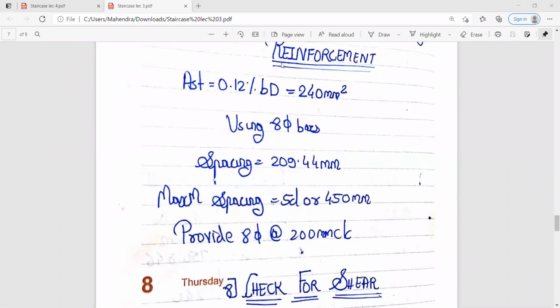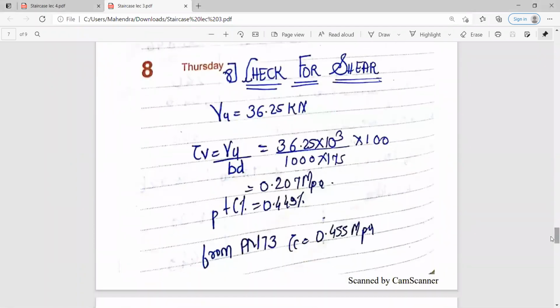After secondary reinforcement, the next step is to check for shear. You need to check your design for the shear. So for shear, maximum shear force, दोनों में से जो भी maximum shear force मिलेगा आपको from the flight 1 as well as from the flight 2, उसमें से maximum shear force you are going to consider. So maximum shear force कितना आता है आपका 36.25 किलो न्यूटन. So maximum shear force is this much.